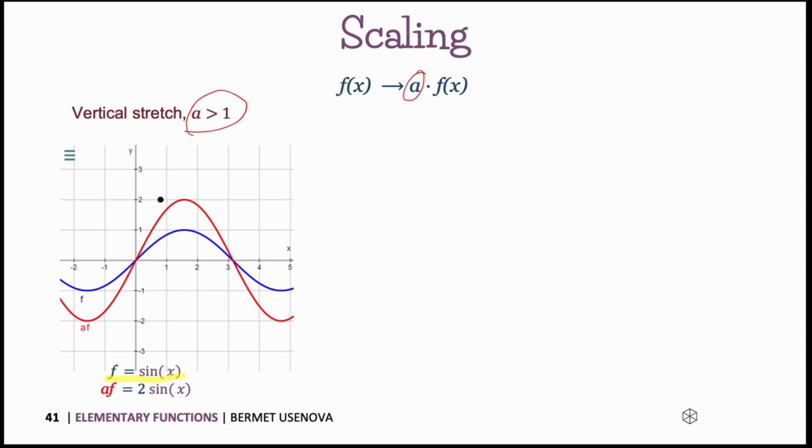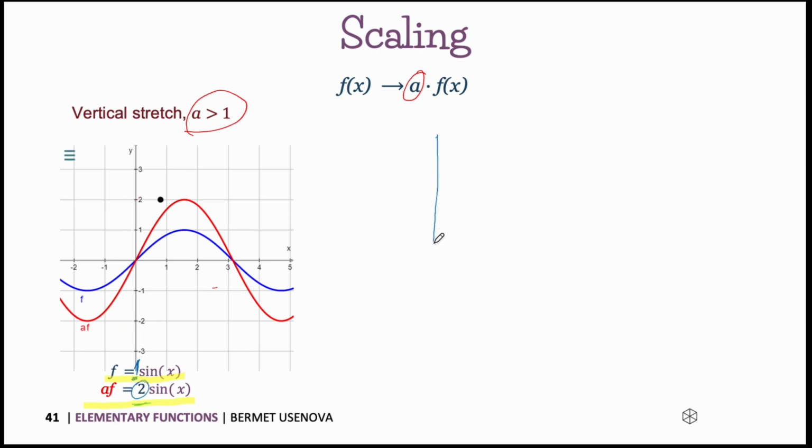And we had a coefficient which is larger than 1, which is equal to 2, and made it 2 sine of x. So what's the difference? This one is sine x, and this one is 2 sine x. If you look closely, we had our function, the blue one, from 1 to minus 1. And here we have it from 2 to minus 2.